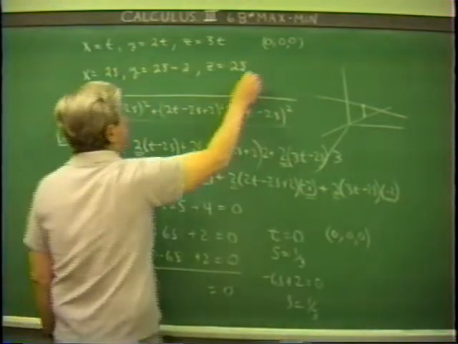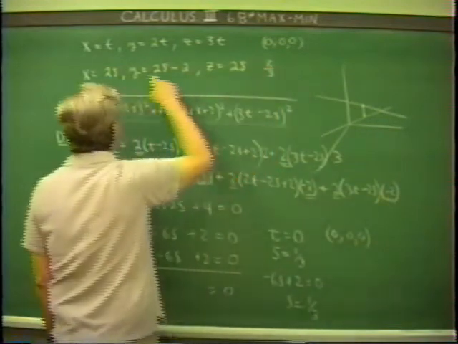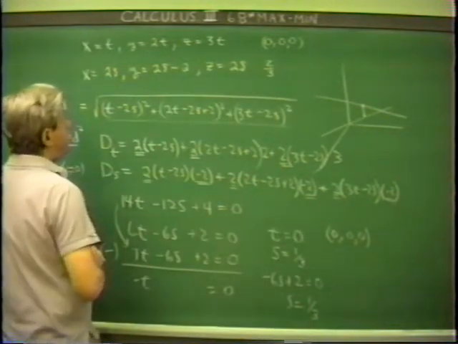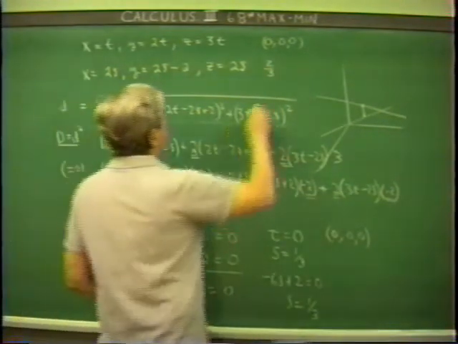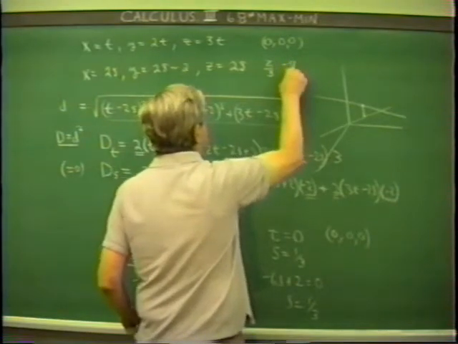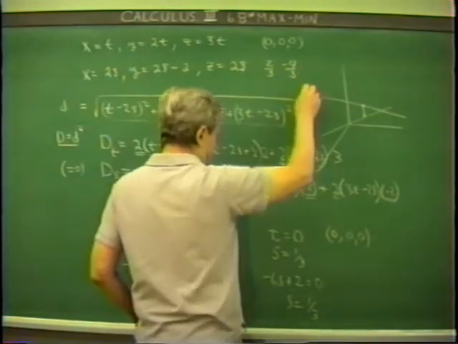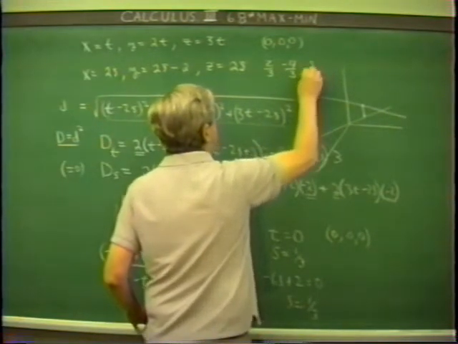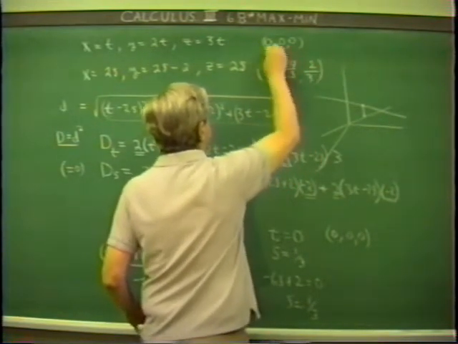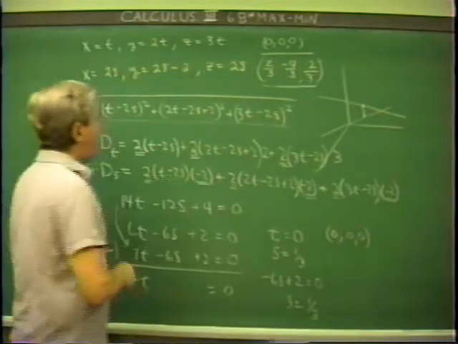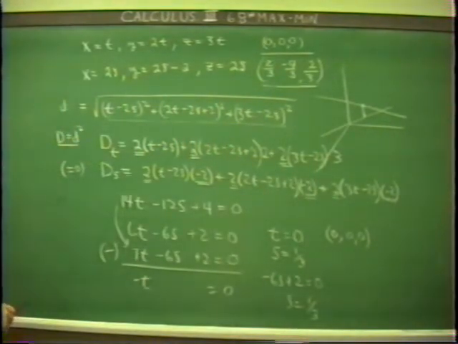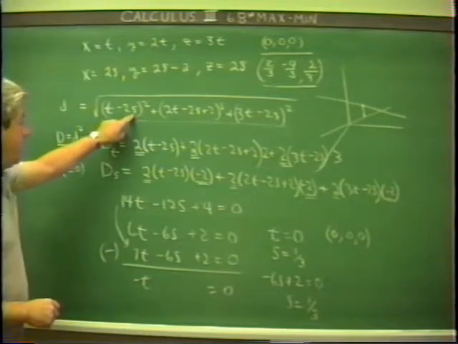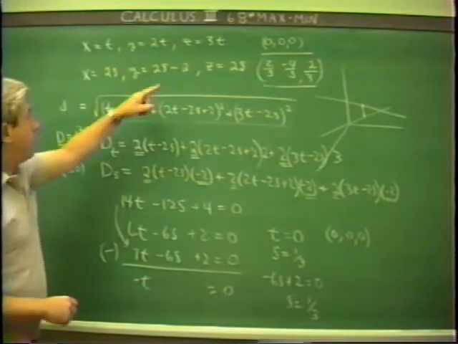That's to say, on this line here, it's the point 0, 0, 0. On this line right here, it's the point 2/3, 2/3 minus 2 is minus 4/3, and 2 times a third. So these are the 2 points where the distance is minimal.